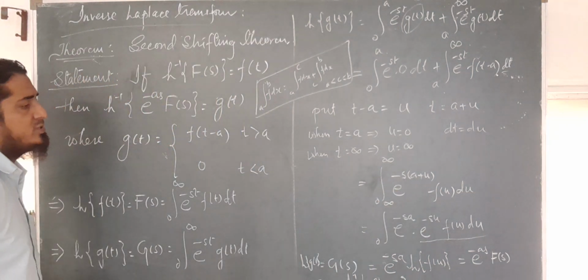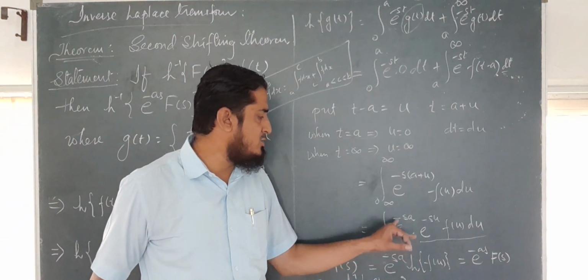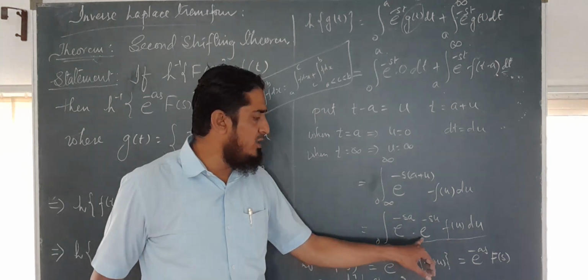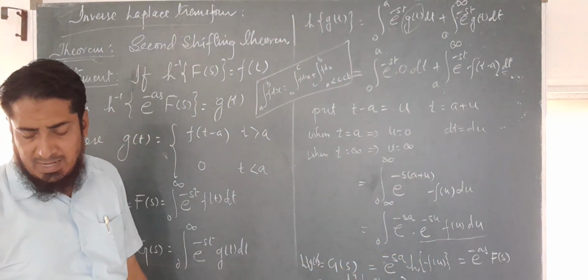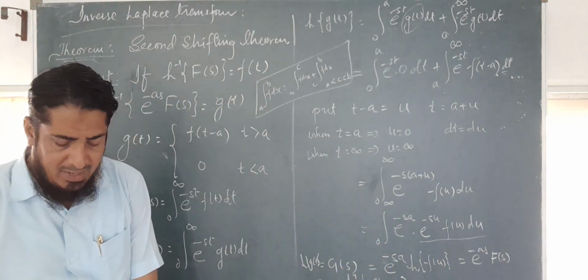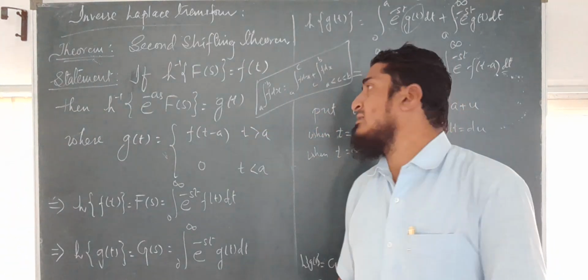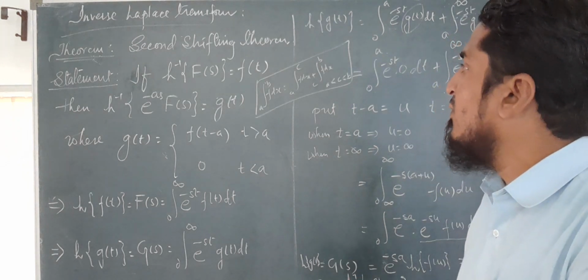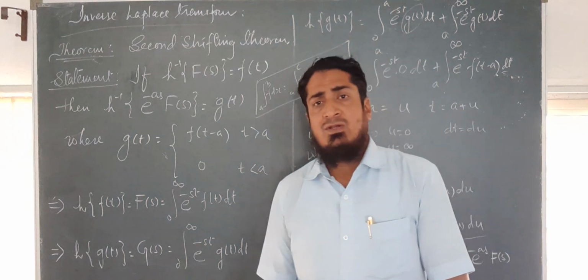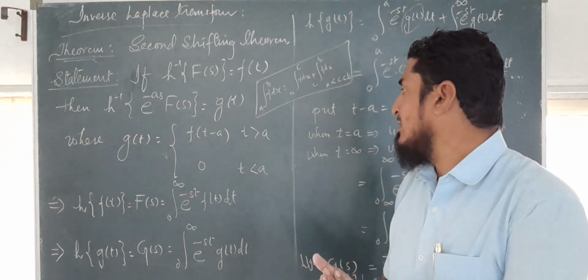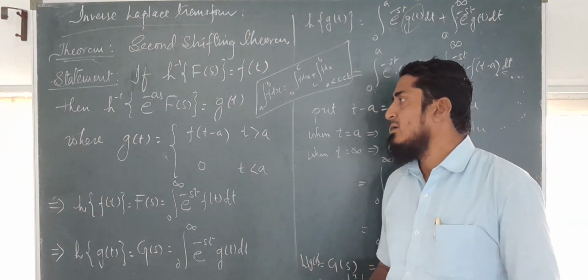Correct. Now just using the law of indices, integration from 0 to infinity e raised to minus sa into e raised to minus su f of u du. Now applying the inverse Laplace transform, we will get the result for the second shifting theorem. In the next lecture, we will try to prove some more theorems which are based upon the inverse Laplace transform.